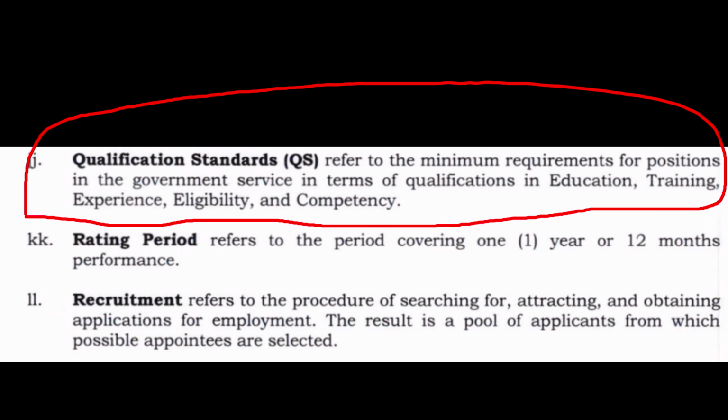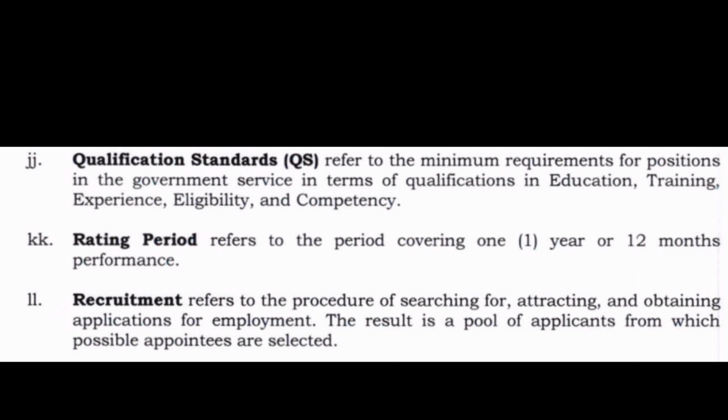Next we have qualification standards. This refers to the minimum requirements for positions in the government service in terms of qualifications in education, training, experience, eligibility, and competency. Take note, your equivalent qualification standard will be deducted from the increment level equivalent to the education that you earned. This might be confusing for now, but later on, I know this will make sense.